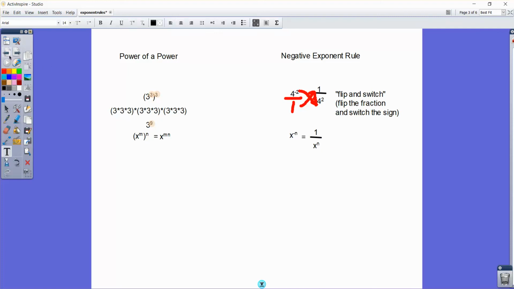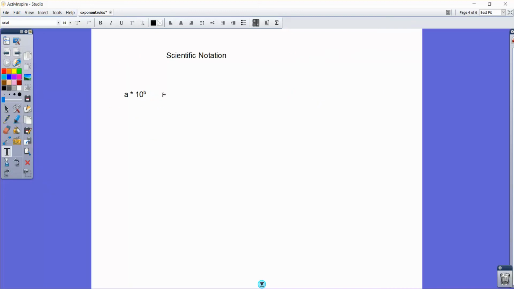Now, how does this apply to scientific notation? Well, scientific notation, remember, is our method of expressing very large or very small numbers. You really could express any number in scientific notation, but there are two little caveats. Number 1, this a, this base number in scientific notation, the lowest this number can be is 1.